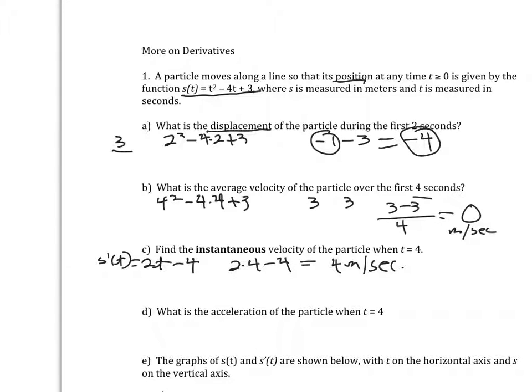The acceleration, we know we can compute by finding the second derivative, in other words, the derivative of 2t minus 4. The derivative of 2t minus 4 is just 2, so the acceleration when t is equal to 4, and actually at every other time, is just 2. Okay.